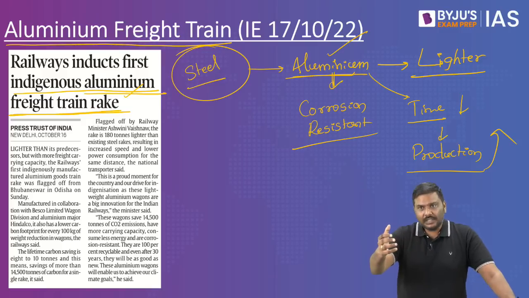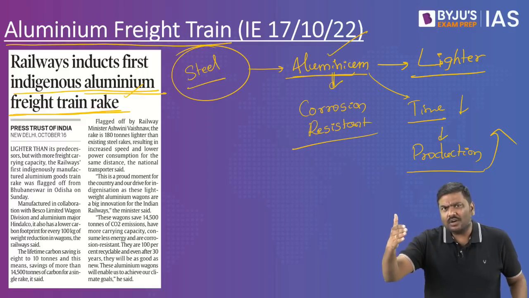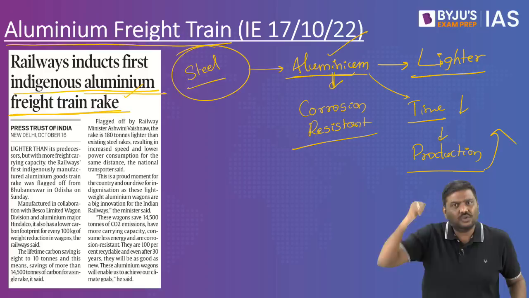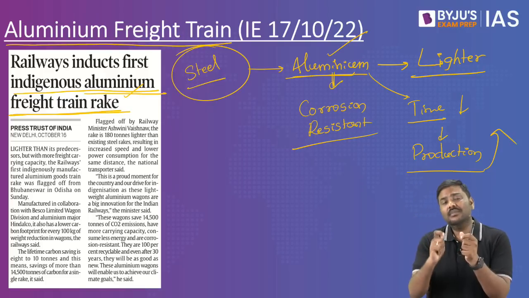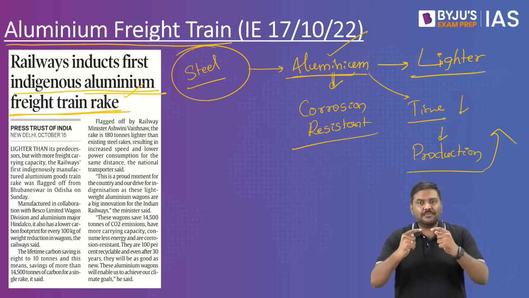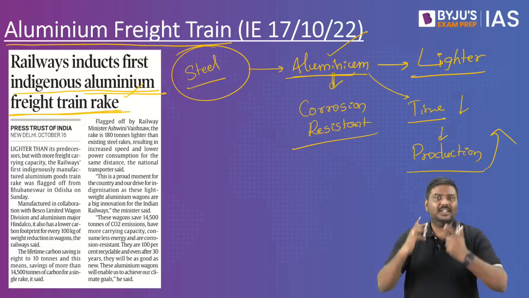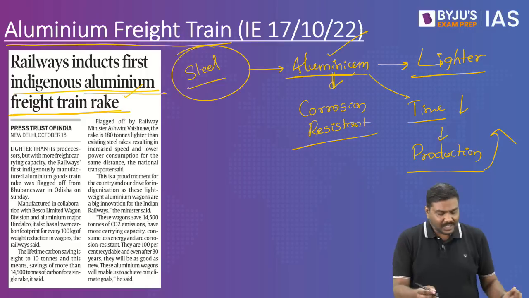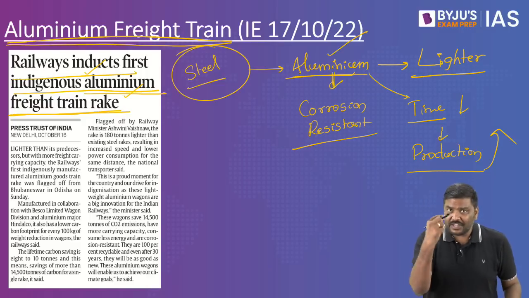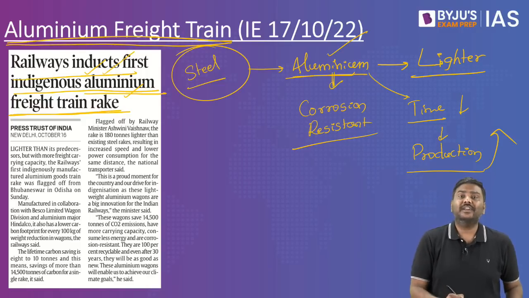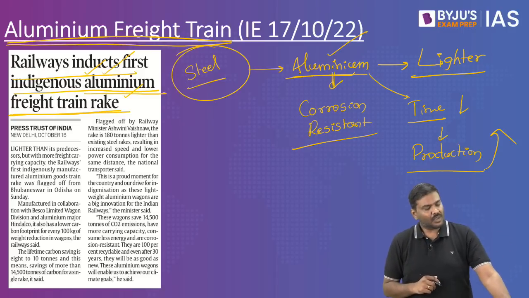In fact, the rail factory which is located in Rae Bareli has entered into a contract or an agreement with a company from South Korea in order to design these aluminium freight rakes, so that the production can be increased and such trains can be introduced within the Indian market. Right, so these are certain very, very important points regarding the indigenously developed aluminium freight train, which has been introduced for the first time in the Indian railway sector.